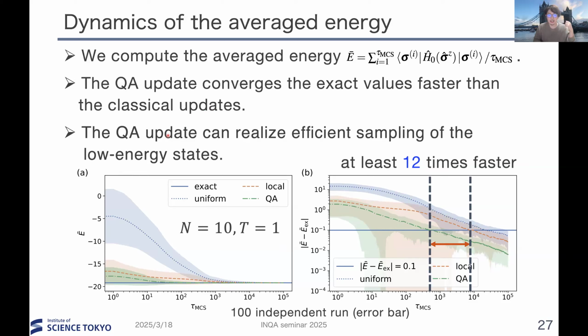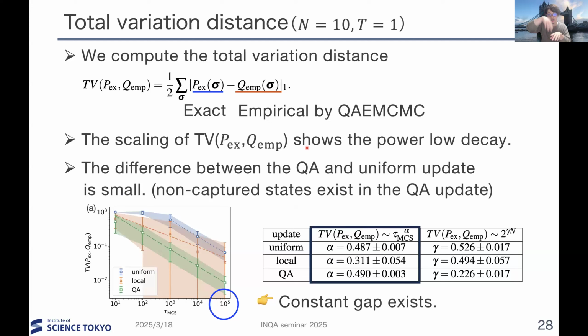To summarize, the QA update can realize efficient sampling of the low energy states. This is the statistics of the averaged observable. We also consider the statistics of the distribution. To quantify this, we compute the total variation distance between the empirical probability distribution and the exact one. The mathematical definition is like this. This is the result.